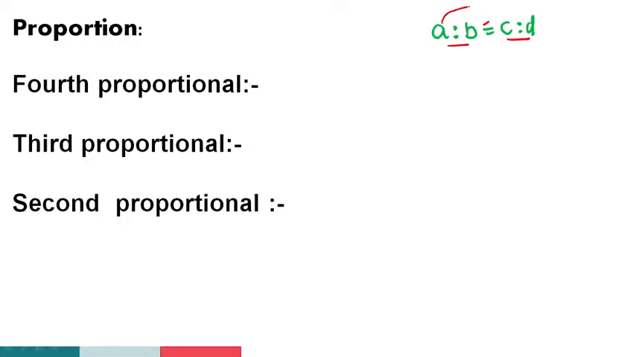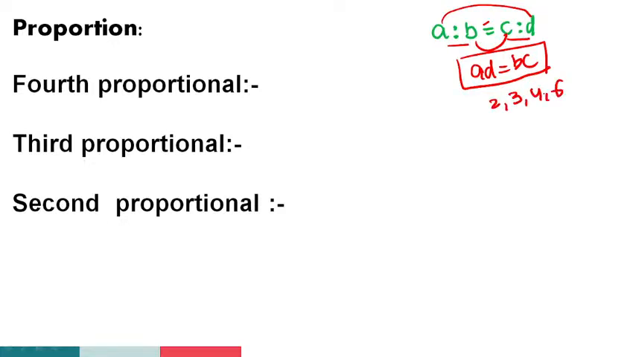The proportion formation is AD is equal to BC. For example, 2, 3, 4, 6. Find out the proportion. For example, A, B, C and D. What is the proportion formation? AD is equal to BC.